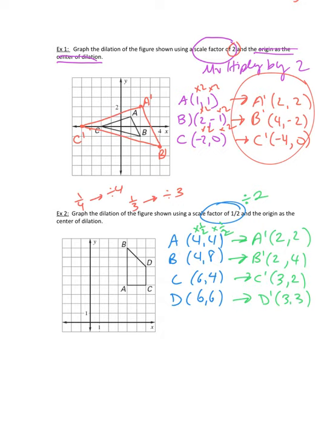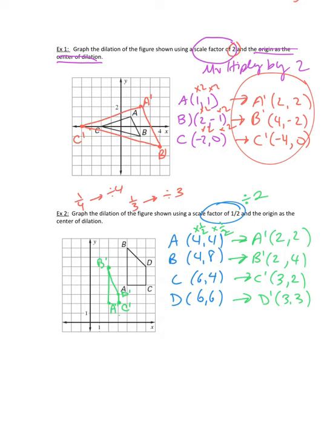So A prime at 2, 2 is here. B prime is at 2, 4. 1, 2, 3, 4. There's my B prime. C prime is at 3, 2. C prime is here. And D prime is at 3, 3. So my new figure is like this.